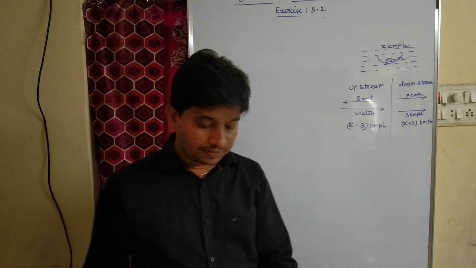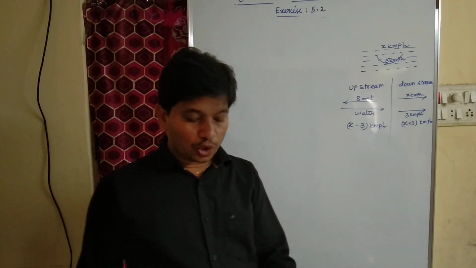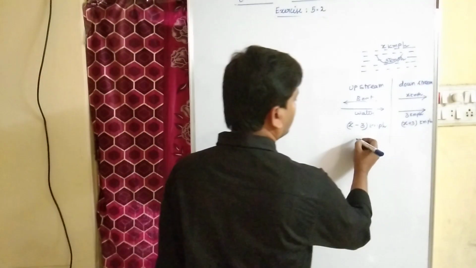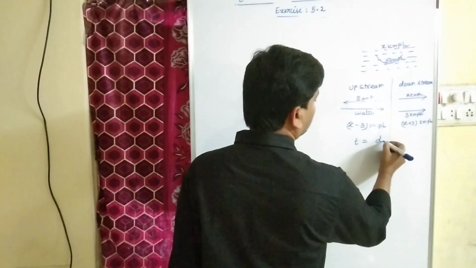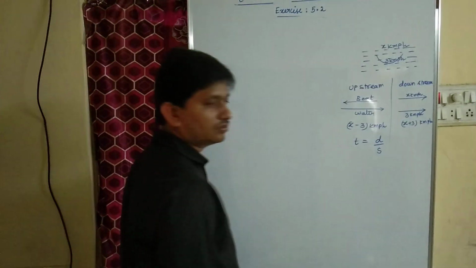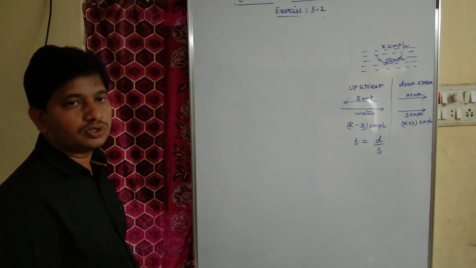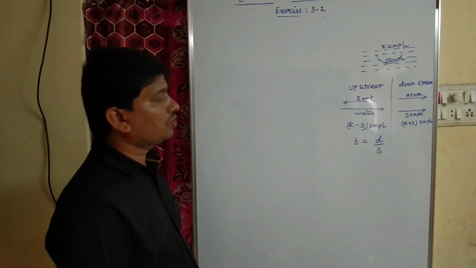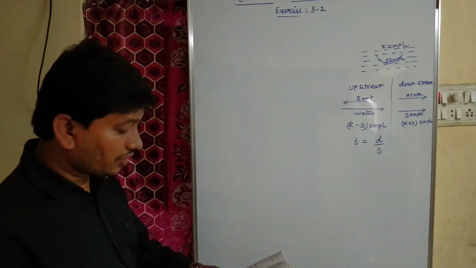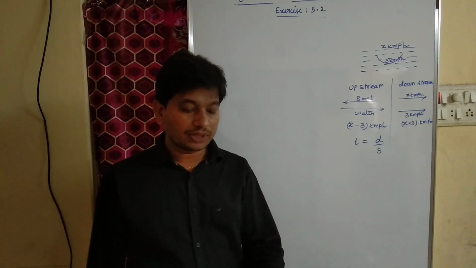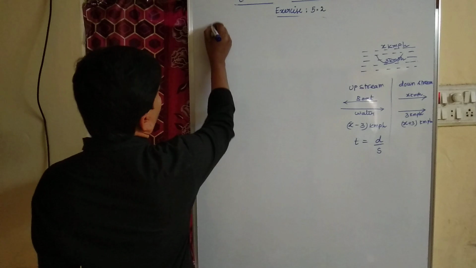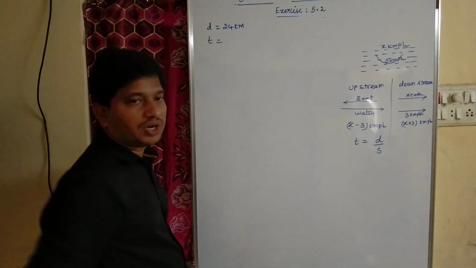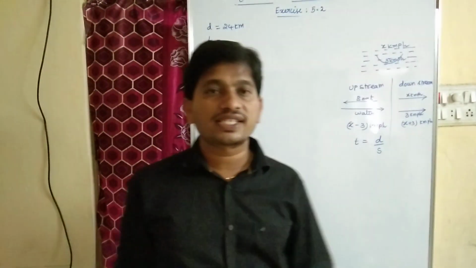So what is the question? Actually, by the problem, total time taken is 6 hours. We know that time equals distance by speed. Distance is how much? Distance is 24 kilometers, right? A motor boat goes upstream a distance of 24 kilometers. And the total time taken is 6 hours.